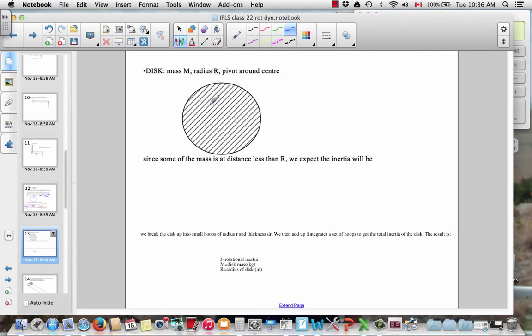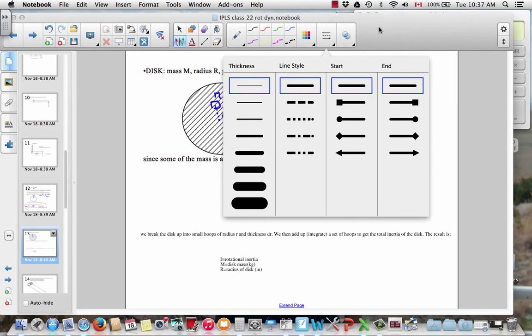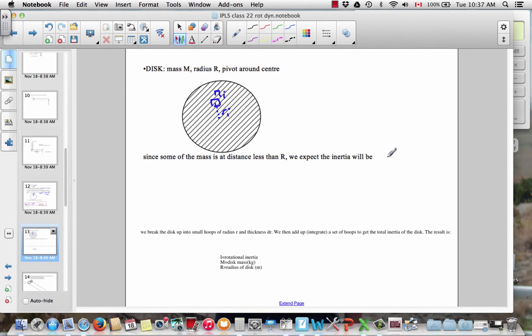Now with the disk, because some of the matter will be closer to the center, it's not all on the rim. Because of that, we expect that the inertia is going to be less than mr squared. So we've got to add up our little bits of mass times the distance that it is away from the center, which is given as the axis of rotation.